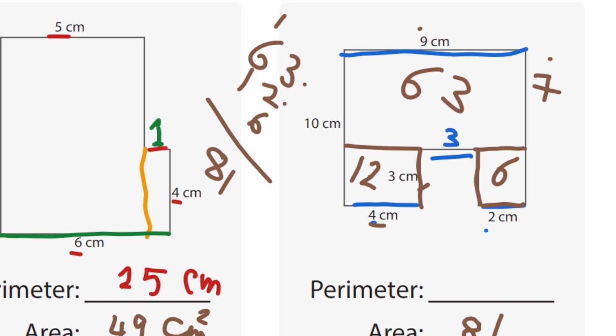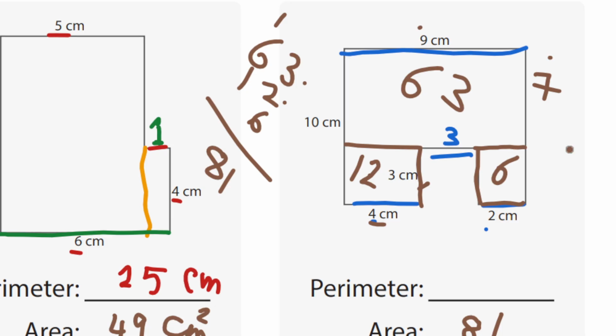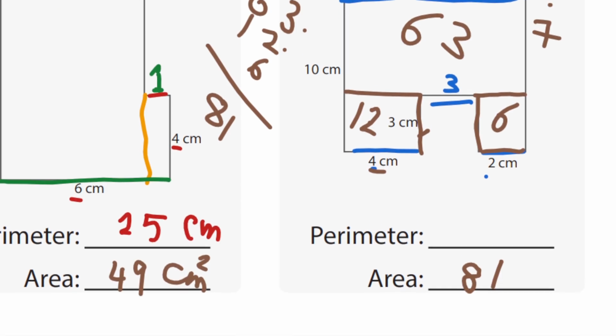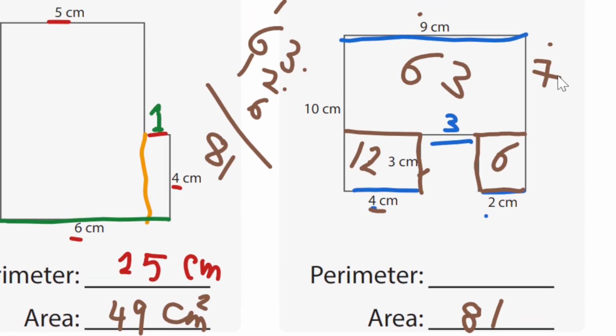That's good. Let me just move it up a little bit. So the area is 81. Now, how do we find the perimeter? The perimeter is you add all the sides. Let's just erase this.